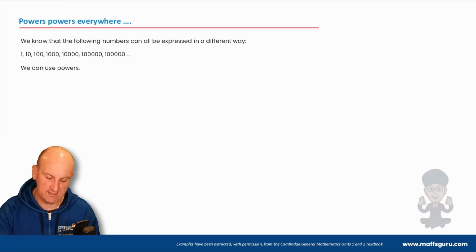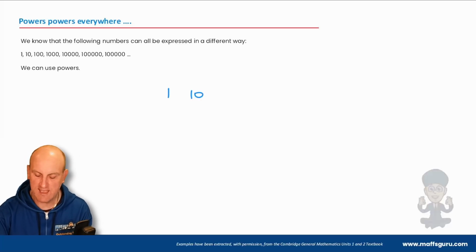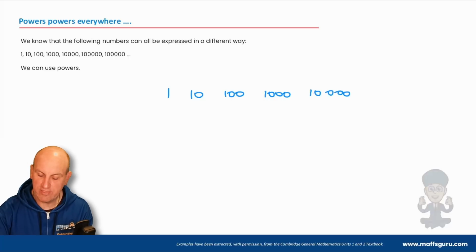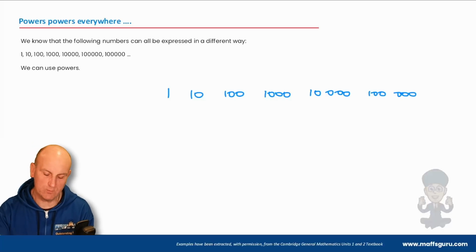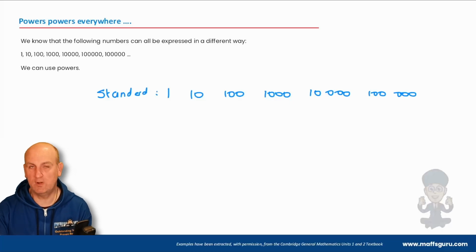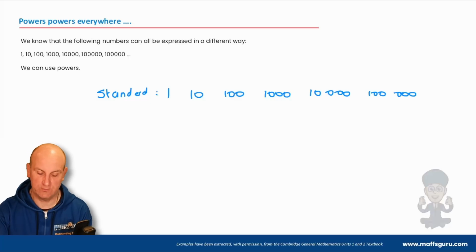Now, the way to do this is, let's imagine the numbers I've got here. So we've got the numbers 1, 10, 100, 1,000, 10,000, and we'll just do 100,000. I could keep going on, but we'll be there to infinity and beyond. So these are what I would call my standard numbers, right? My base 10 numbers. If I was to write those using powers or power notation, let's see what actually happens.